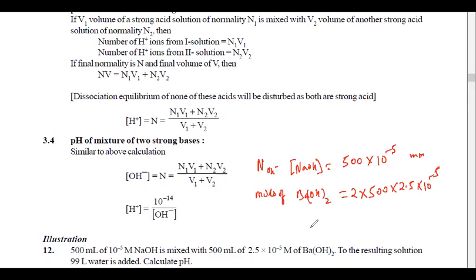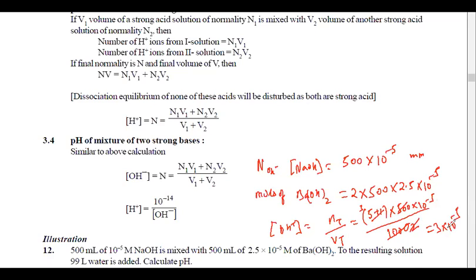Right, everyone? Now we have concentration of OH minus is equal to N total by V total. What is N total? Add them, right? If you add them, you will get what? It is 5 plus 1 into 500 into 10 to the power minus 5 divided by 500 plus 500, 1000. Okay, 2 times, 3 times, so it will be 3 into 10 to the power minus 5. Yes or no? Tell me.